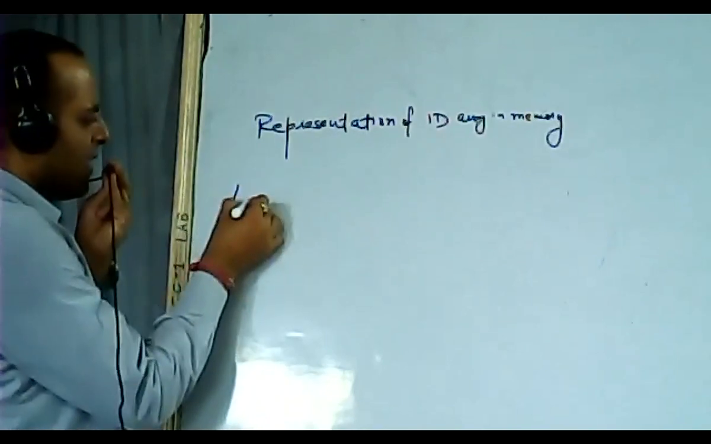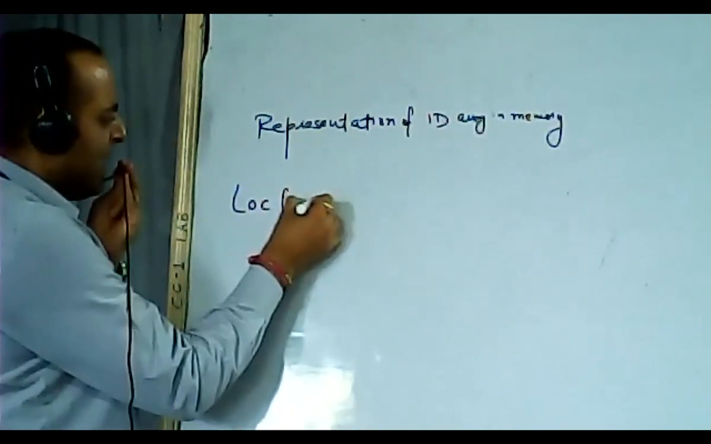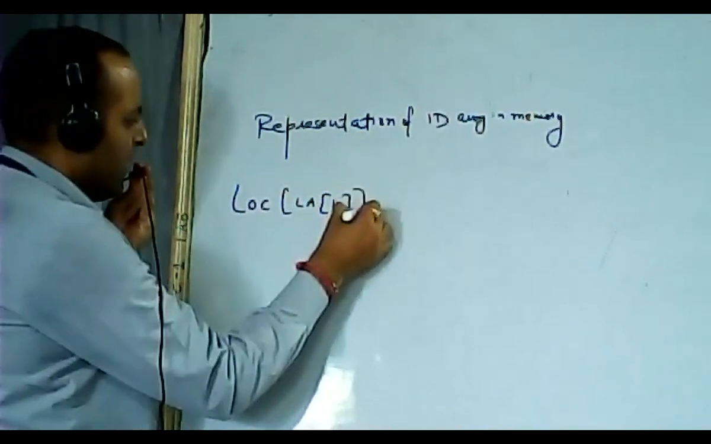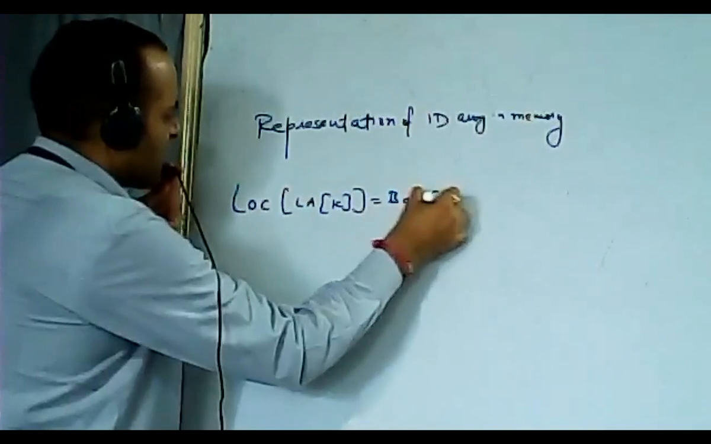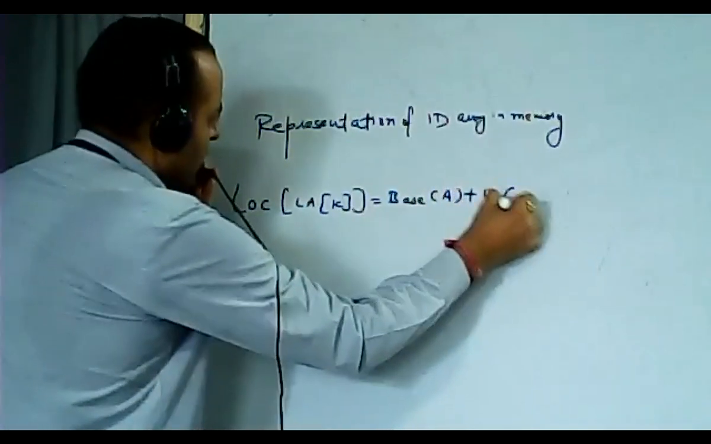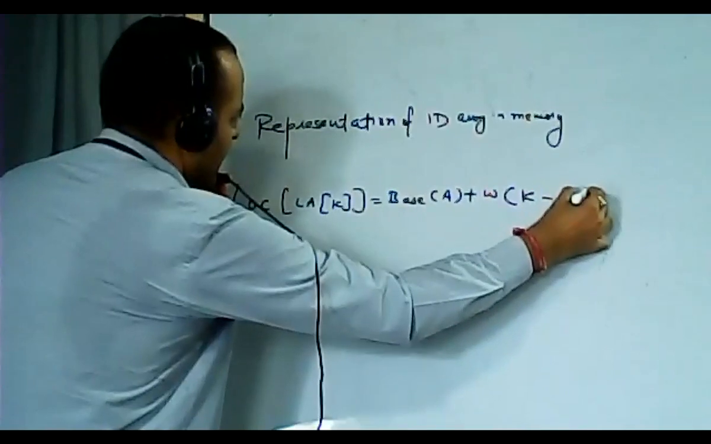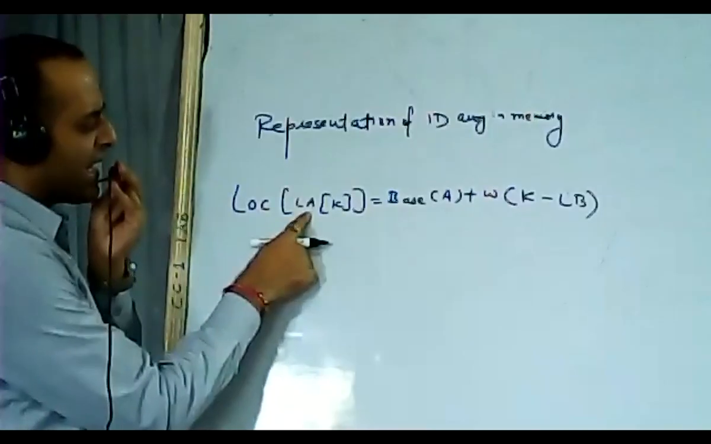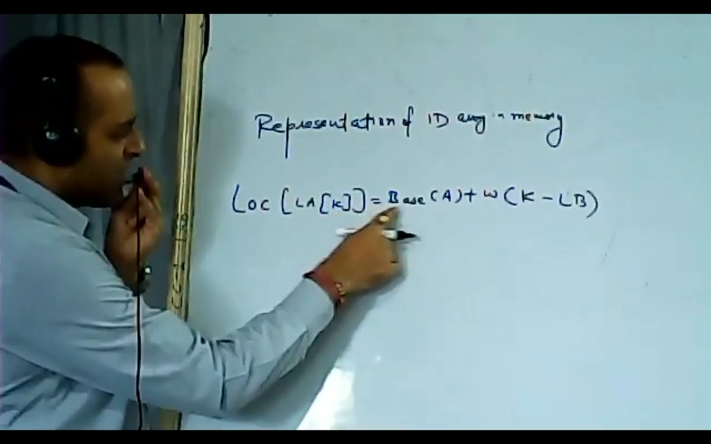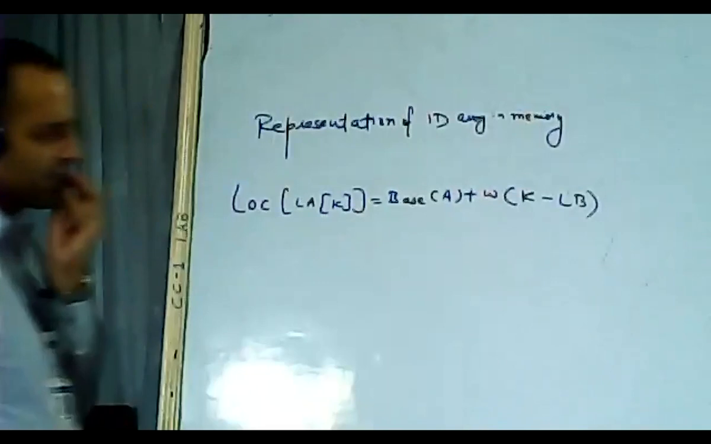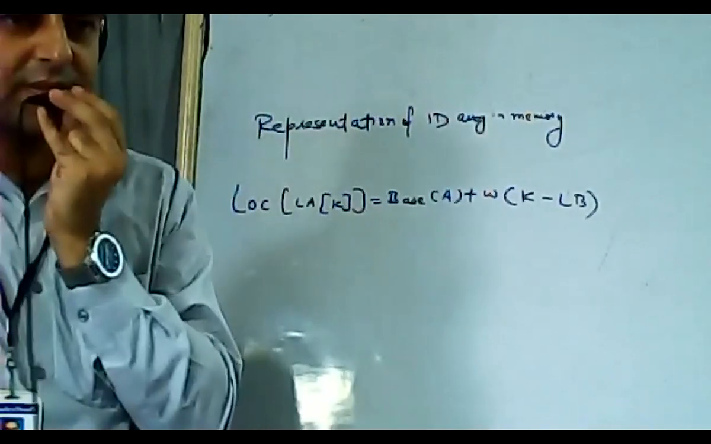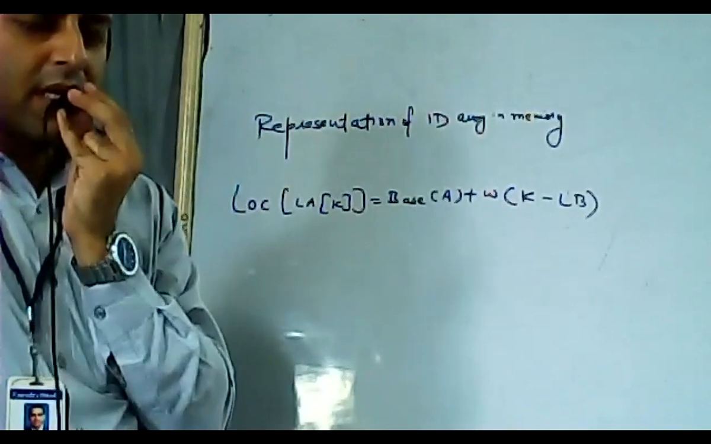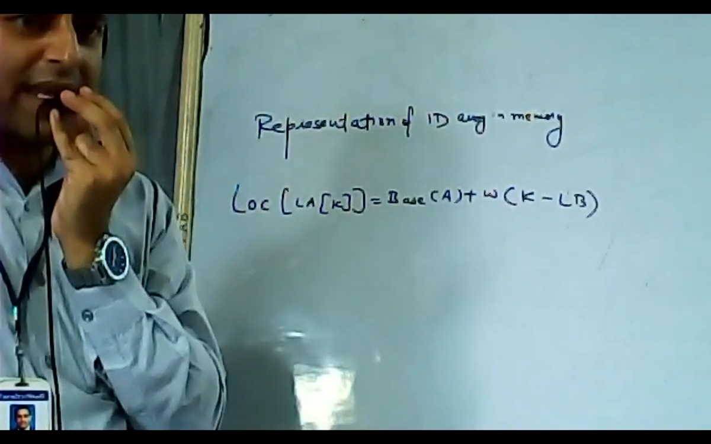So it has got a formula. Location of LA, means linear array, of K is equal to base of A plus W into K minus LB. Are you able to see this formula? Yes, sir. So location of LA of K position, any K position, is equal to base of A plus W into K minus LB. अभी ये क्लियर हो जाएगा कि why we have written this equation. So should we solve this with the help of one numerical? Yes. Okay, let us do it.